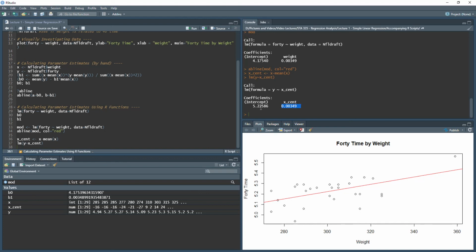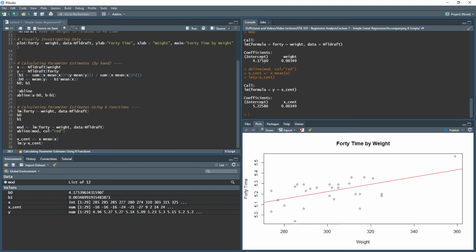What does change, however, is our intercept. Our intercept is very different, and the interpretation changes. The previous interpretation of the intercept is that for an individual who weighs 0 pounds, on average, their 40 time will be 4.175 seconds, which was a ridiculous interpretation. In this interpretation, after I've centered x, what we would say is for an individual who is the average weight, their 40 time on average would be 5.225 seconds, which is a much more intuitive and helpful interpretation.